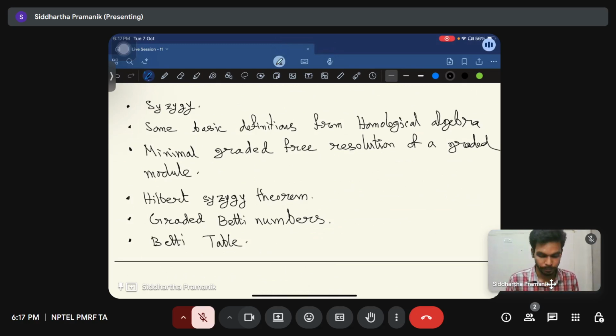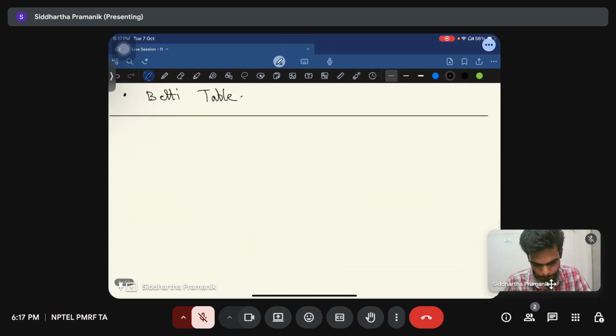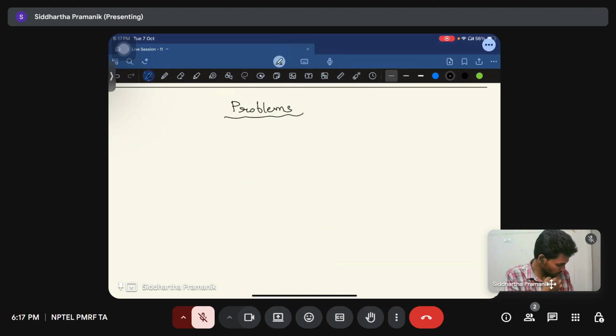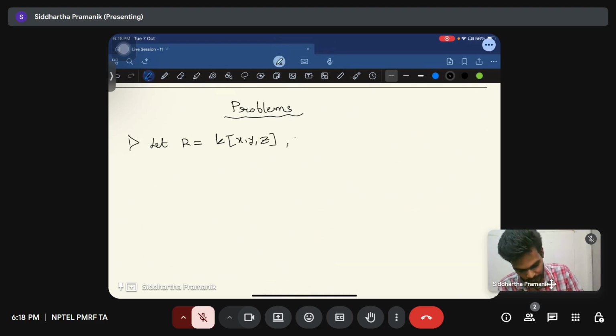Okay, so now let's solve some problems. Let me write down the first problem. Let R be the polynomial ring in three variables. Here K is a field.